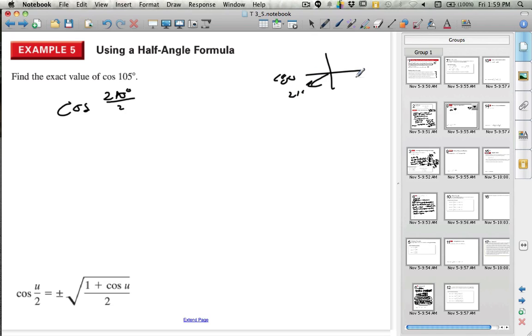Right? That's 210 degrees. And I know that its cosine is related to the x-coordinate that would be here. And the x-coordinate here would be, for 210, cosine is negative radical 3 over 2. And I'm taking that information from the unit circle. So the cosine of 210 divided by 2 is going to be plus or minus the square root of 1 plus the cosine of u, which would be negative radical 3 over 2, all divided by 2.